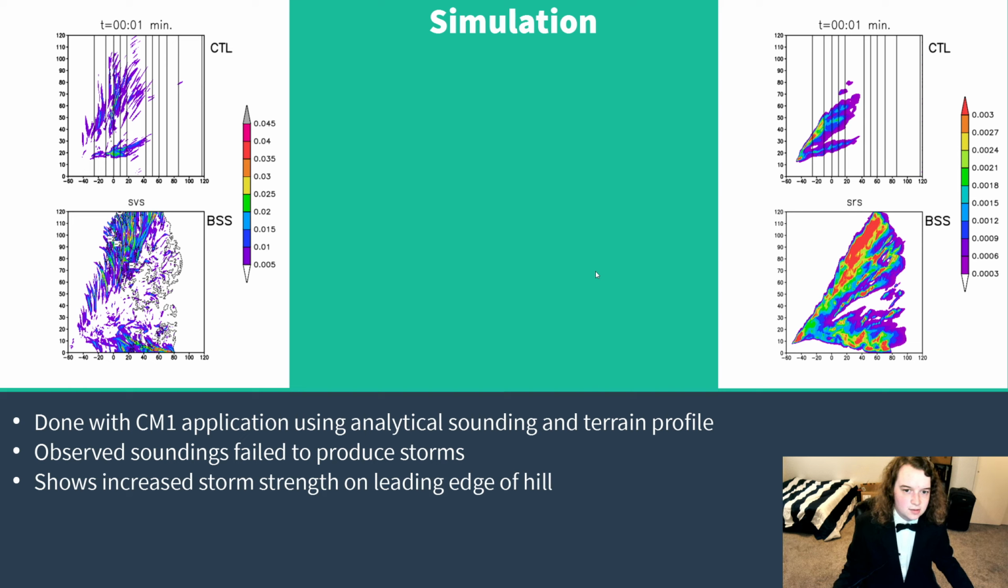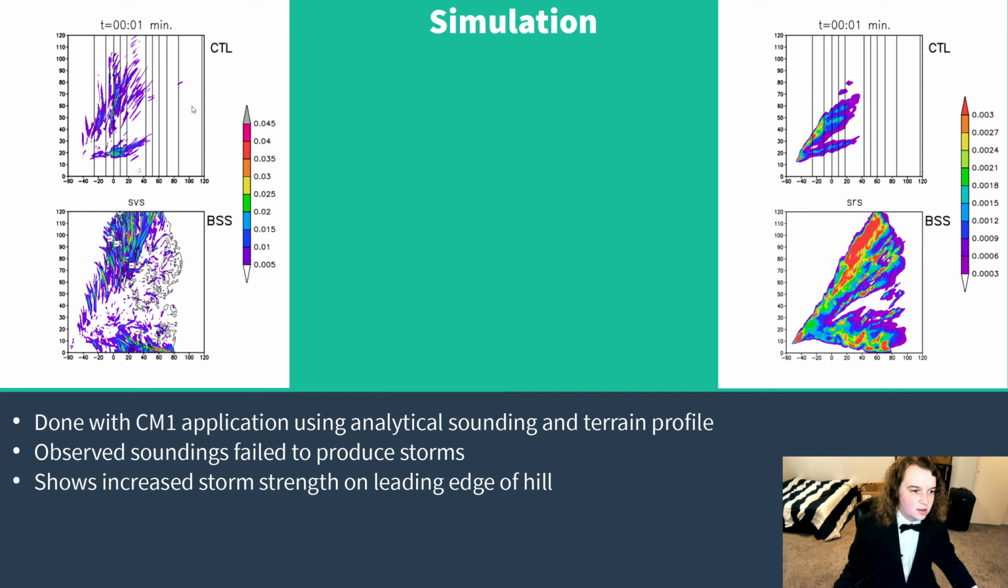We tried to use soundings observed that day, but unfortunately the air was just too dry for the model to produce any storms. On the top we have a mock-up of the Black Hills that is a bell-shaped curve with height and terrain on the west-hand side. On the bottom we have our control run, which is just no terrain.